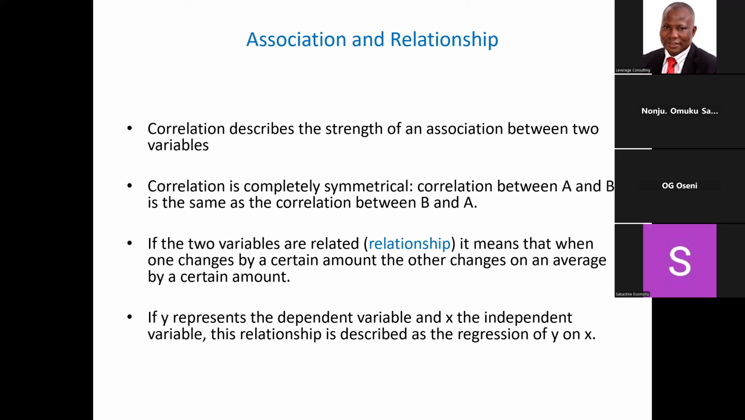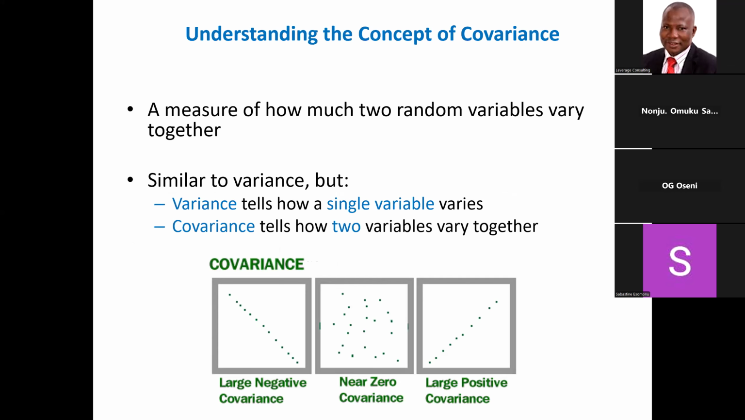If the two variables are related, it means that when one changes by a certain amount, the other changes on average by a certain amount. If y represents the dependent variable and x the independent variable, this relationship is described as regression of y on x. So when we are talking of dependent and independent, it's no more correlation; we are talking of regression. But where you just want to know, and no one is dependent, that is correlation. It's a measure of how much two random variables vary together.